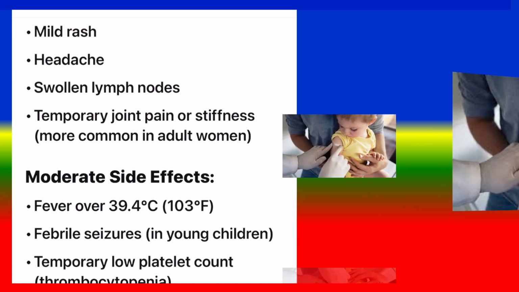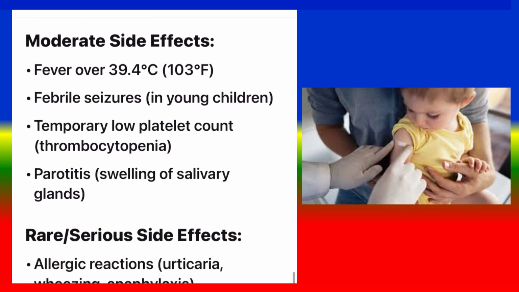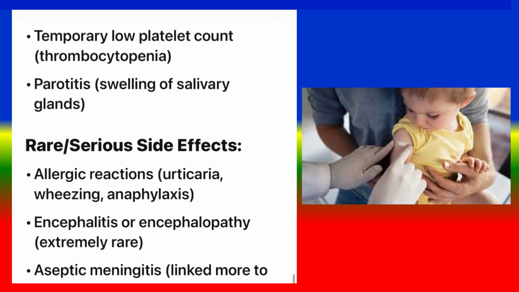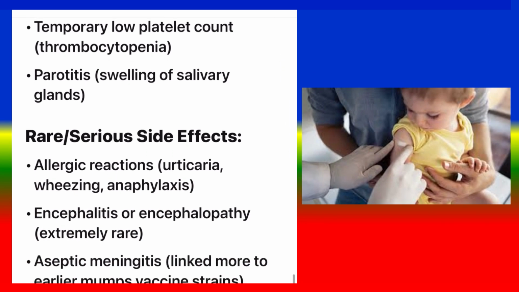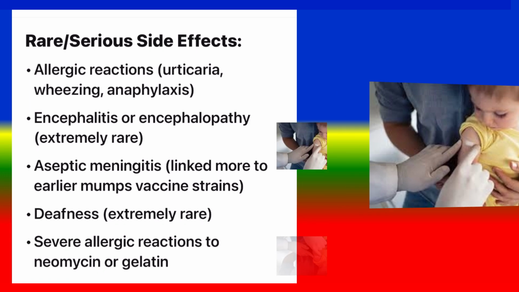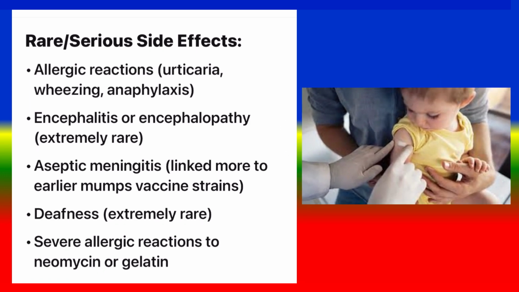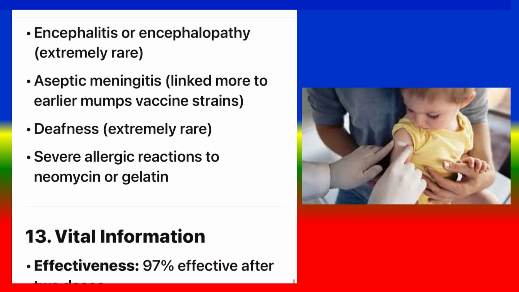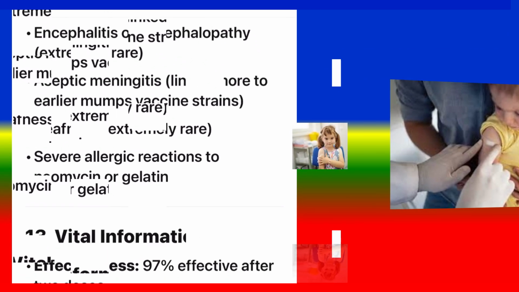Moderate side effects: fever over 39.4 degrees Celsius (103 degrees Fahrenheit), febrile seizures in young children, temporary low platelet count (thrombocytopenia), parotitis (swelling of salivary glands). Rare serious side effects: allergic reactions, urticaria, wheezing, anaphylaxis, encephalitis or encephalopathy (extremely rare), aseptic meningitis (linked more to earlier mumps vaccine strains), deafness (extremely rare), severe allergic reactions to neomycin or gelatin.